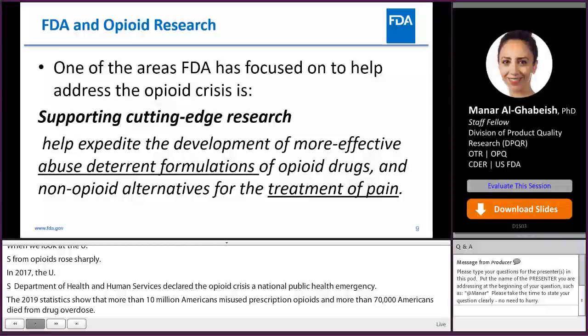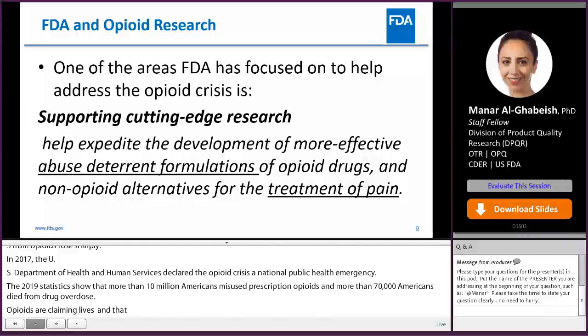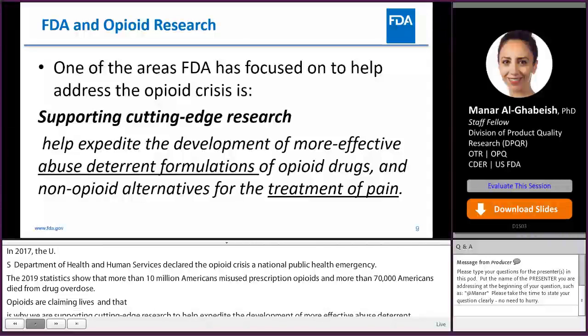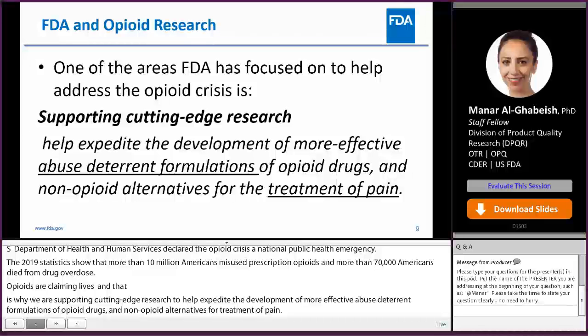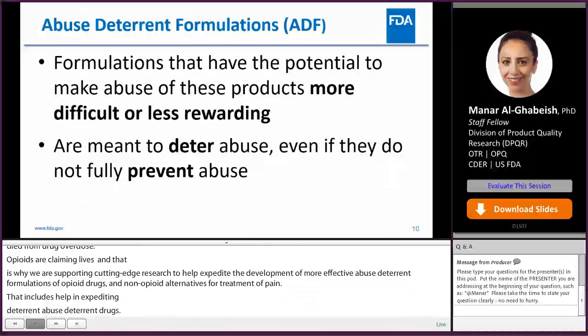One of the areas FDA efforts has focused on is supporting cutting-edge research. And that includes helping in expediting the development of a more effective abuse-deterrent formulation of opioid drugs and non-opioid alternatives for the treatment of pain. But what are abuse-deterrent formulations, ADF? ADFs are formulations that have the potential to make abuse of these products more difficult or less rewarding. They are meant to deter abuse and not necessarily prevent abuse.